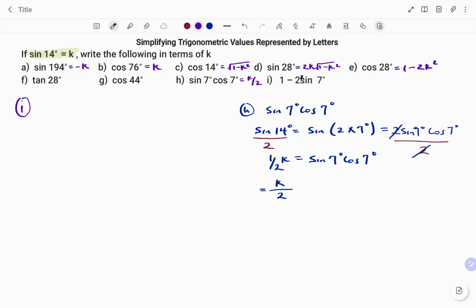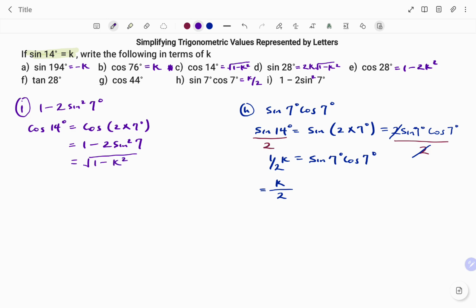And now for I, we have 1 minus 2 sine squared 7 degrees. We have cos 14 degrees using the double angle identity, that's cos 2 times 7 degrees. And cos 2 alpha using our expansion for double angles is equal to 1 minus 2 sine squared 7. In my C part, I was able to get the value of cos 14. So 1 minus 2 sine squared 7 is also equal to cos 14 degrees, and cos 14 will be root of 1 minus k squared.